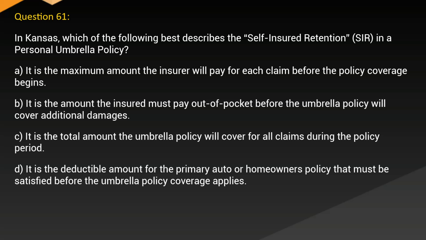C. It is the total amount the umbrella policy will cover for all claims during the policy period. D. It is the deductible amount for the primary auto or homeowners policy that must be satisfied before the umbrella policy coverage applies.